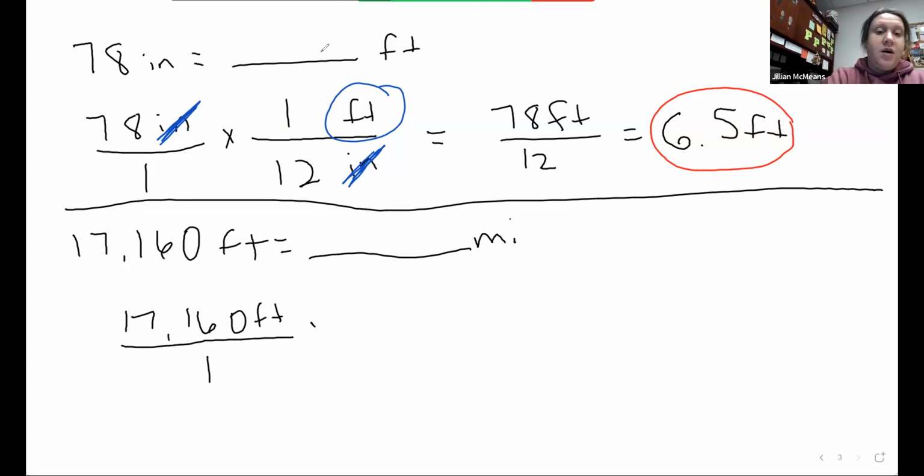All right, and now I need to multiply by a unit fraction that relates feet and miles. And I very specifically want feet in the denominator because remember, units cancel top to bottom. So since feet are in the numerator in that first fraction, feet need to be in the denominator in the second fraction. Okay, so let's go back to our conversion sheet.